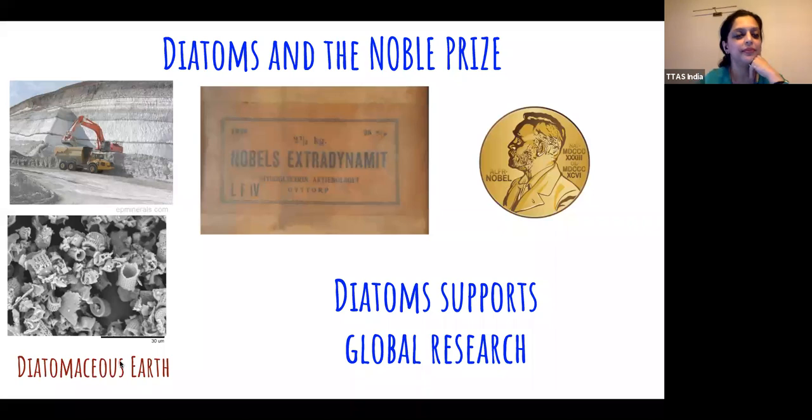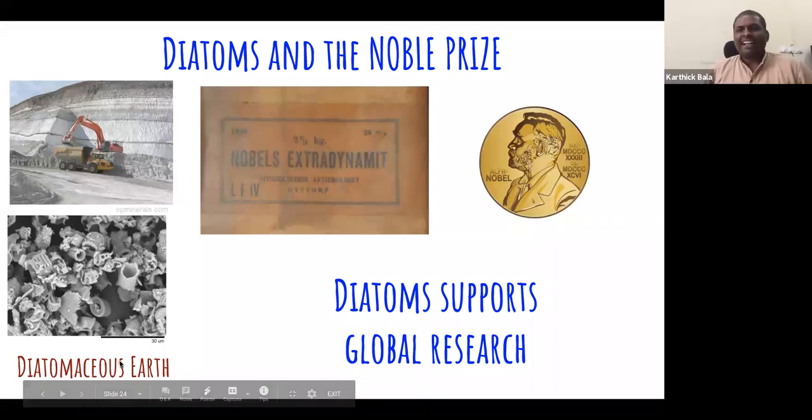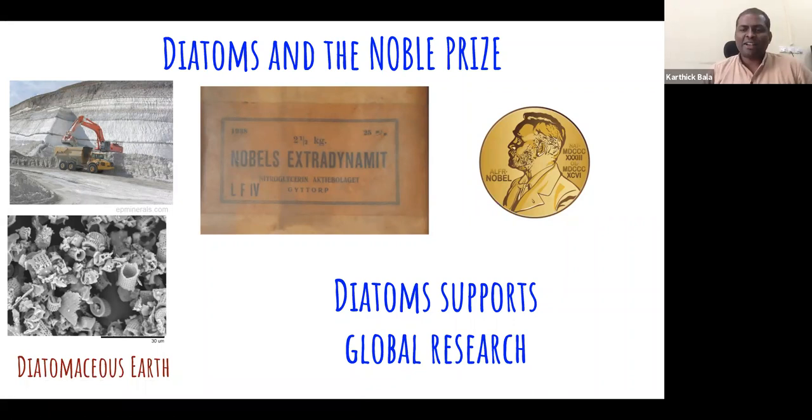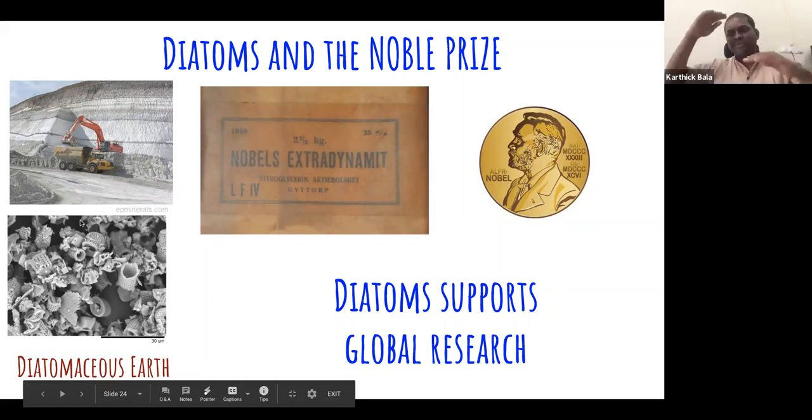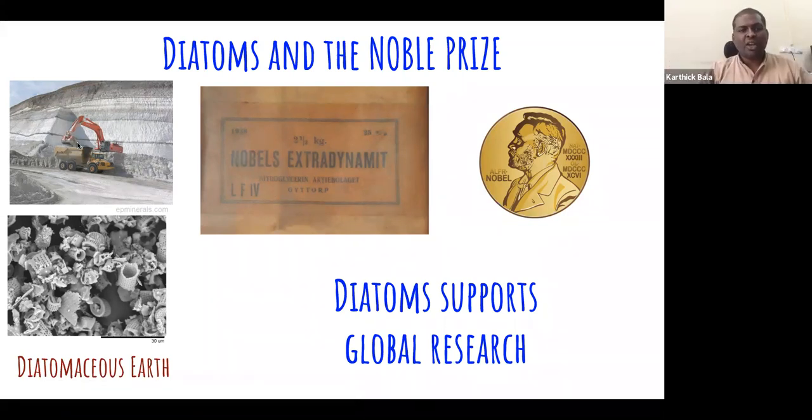And diatoms also drive global research. Every scientist's dream is to get a Nobel Prize, right? All the money for the Nobel Foundation came from diatoms. You will not believe it if I say this. In the marine environment, all the dead diatoms settle and make mountains of diatom silica cells. When we look in the microscope, they look like this. They are called diatomaceous earth.